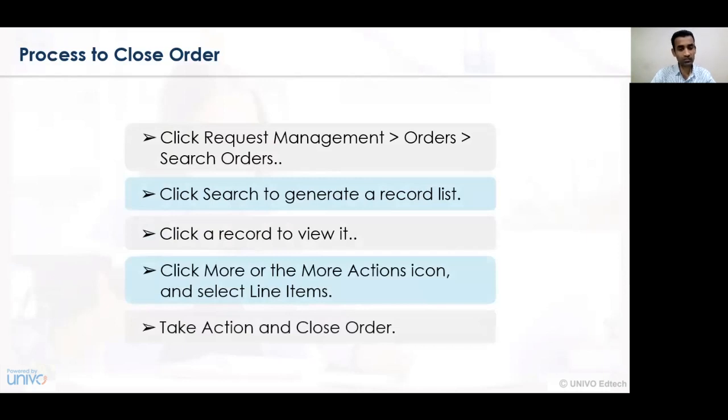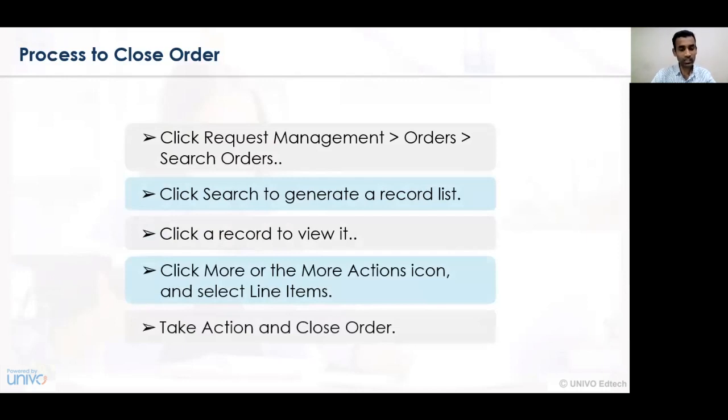Based on the orders that have been placed, we have to search which order we want to close. There may be several types of orders going on in an organization. Out of those orders, if one task or job has been completed, we have to search and find that task, then click or press enter on the order that has been searched. After clicking search, a record list is generated.